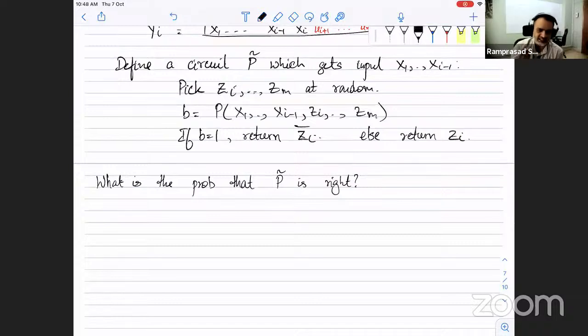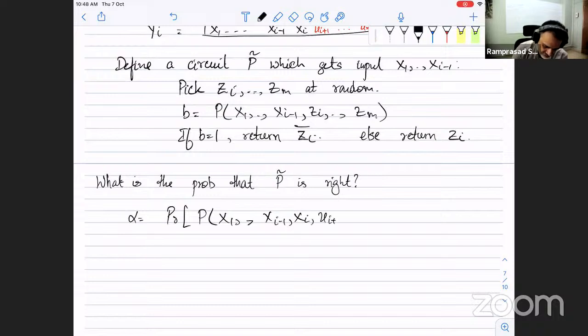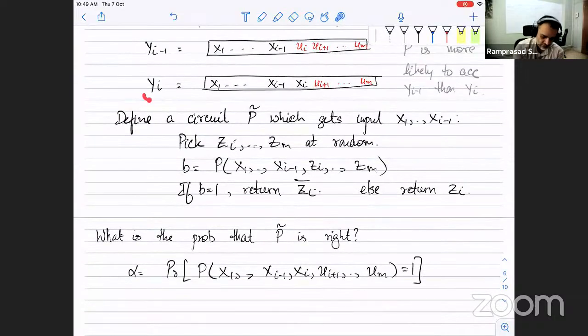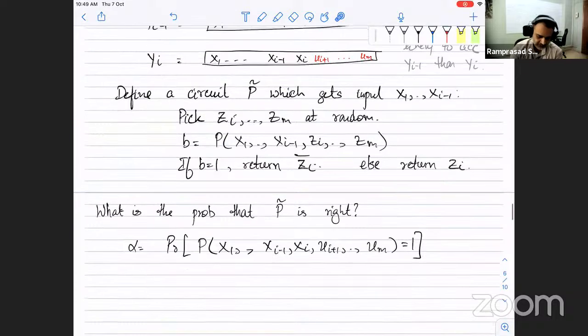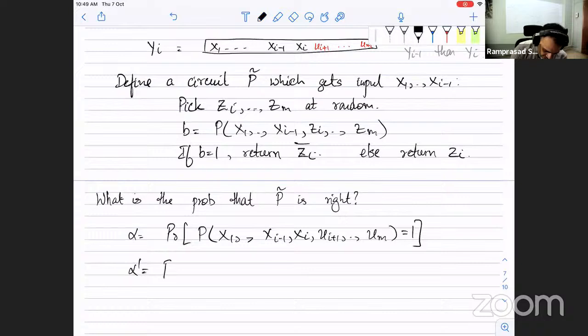So now let's get a sense of what is the probability that P tilde is correct. Okay, I'm going to define two quantities. Let alpha be the probability that when I feed P x1 through xi minus 1 followed by xi and then the uniform distribution, that this accepts. I'm going to call this alpha. This is basically what is P's behavior on the distribution yi. That's what alpha is. And it will be convenient to also look at the following thing: the probability that I feed x1 through xi minus 1, but I just flip the ith bit, and after that, I feed the uniform distribution.